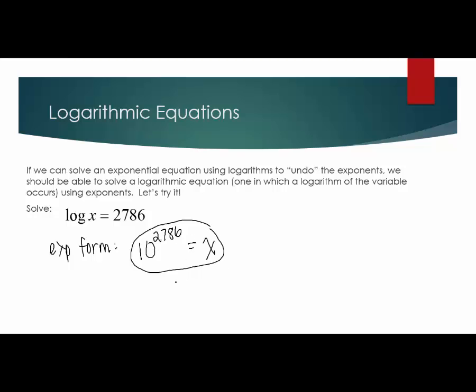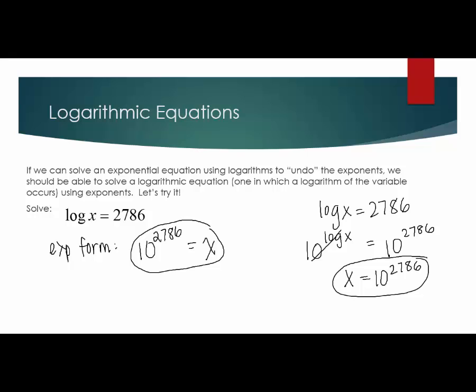So I could solve this just by writing it in exponential form, or why don't we undo logarithms by using exponents? If I grab log x equals 2,786, maybe I can apply a base 10 to an exponent of each of these sides. So it would look like 10 to the log x equals 10 to the 2,786. And here again, I'm using that relationship that exponentials and logarithms are inverses. This is just x equals 10 to the 2,786. Either way, same answer.